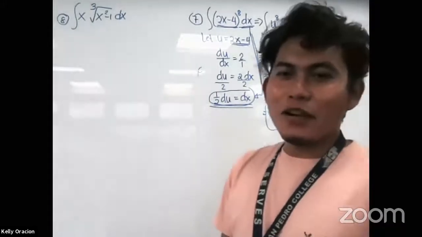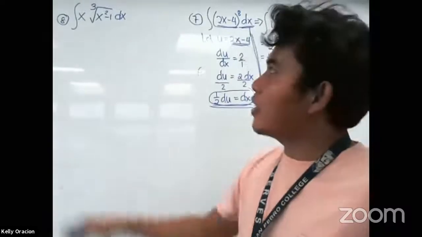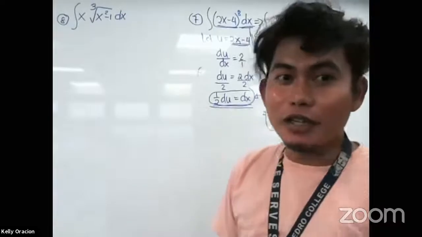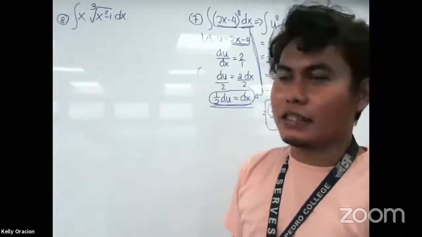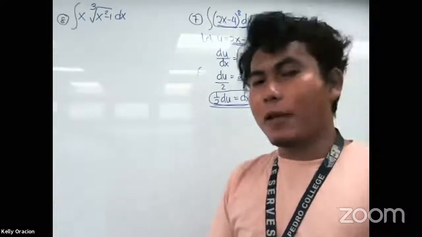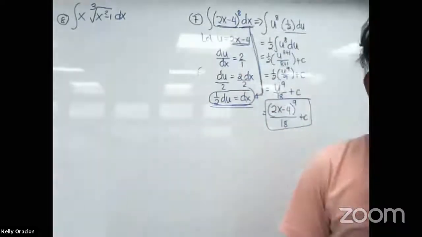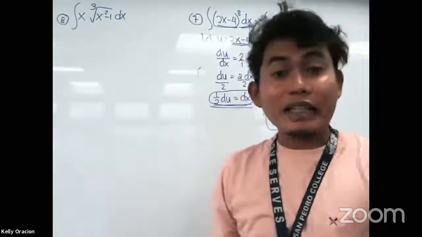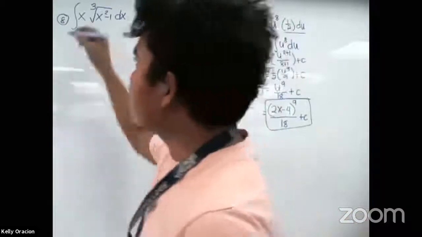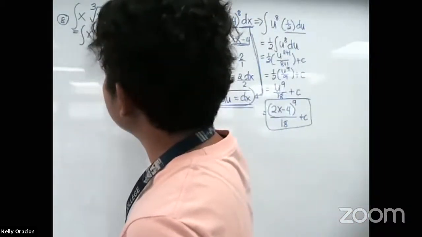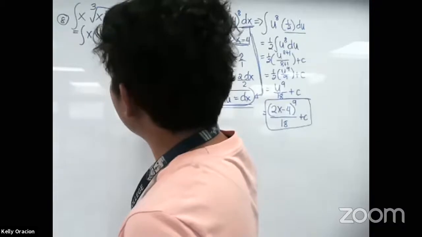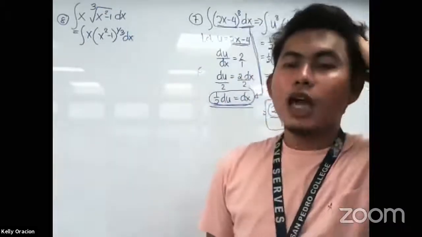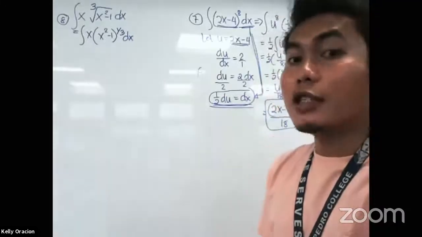Okay, let's have our last example. So this is an example also of integration by substitution. Medyo mahirap siya konti kasi naka-radical sign. Same pa rin sa sinabi ko kanina, pag naka-radical sign siya, class, you need to transform into exponential. So the exponential form of this one, we have x, then x squared minus 1 raised to 1/3 dx. That's the exponential form.